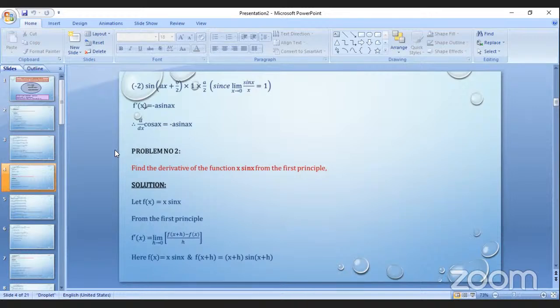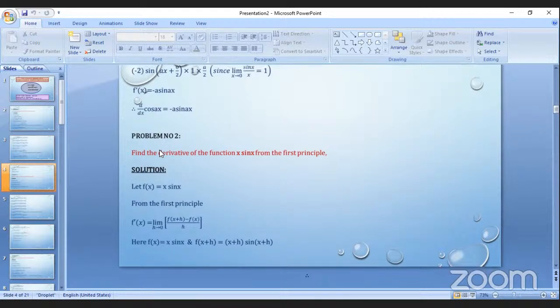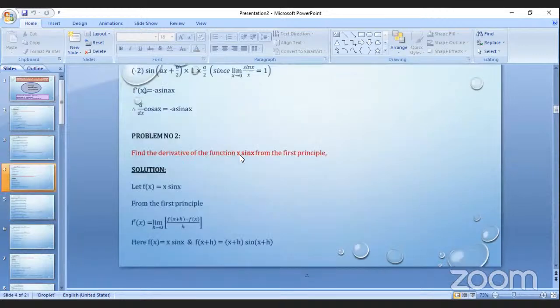Next, problem number 2. Find the derivative of the function x sin x from the first principle. Let f of x equal to x sin x from the first principle.